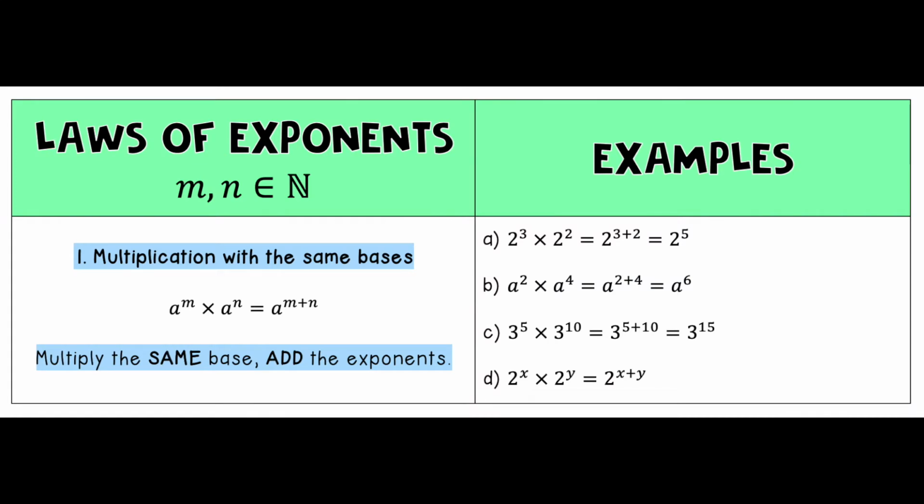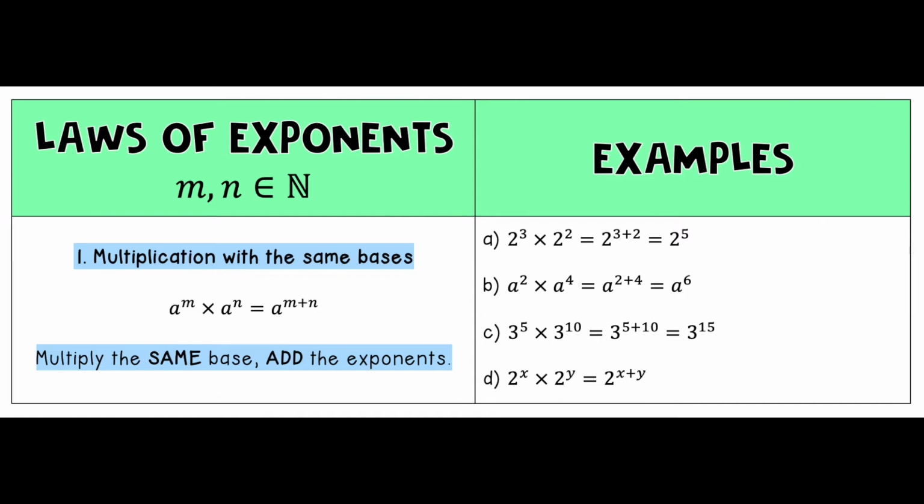The first exponential law that we're going to just be recapping is that when we multiply the same base, we add the exponents. So when we multiply the same base, we add the exponents. For example, I've put some examples there for you. 2 to the power of 3 times 2 to the power of 2 is equal to 2 to the power of 3 plus 2, because we add the exponents, and that's 2 to the power of 5.